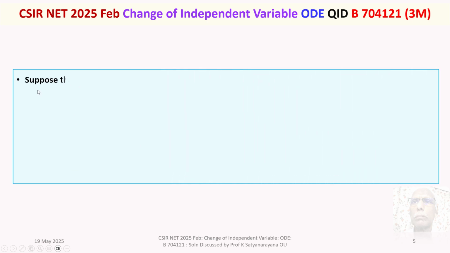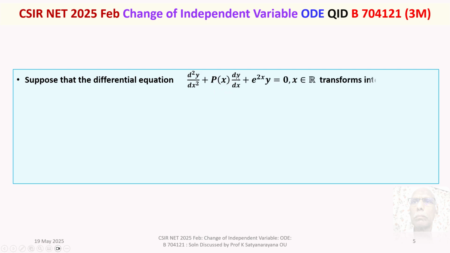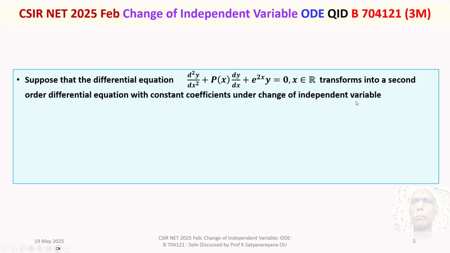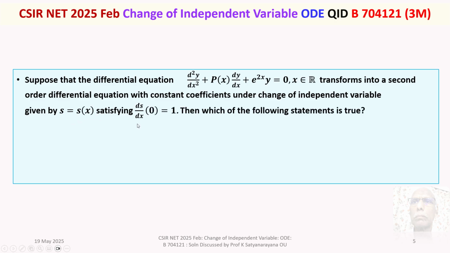Right. The given question is: suppose that the differential equation d square y by dx square plus p of x into dy by dx plus e to the power of 2x into y is equal to 0, where x belongs to the set of real numbers, transforms into a second order differential equation with constant coefficients under the change of independent variable given by s is equal to s of x, satisfying ds by dx when x is equal to 0 is 1, then which of the following statements is true? We are given four options.